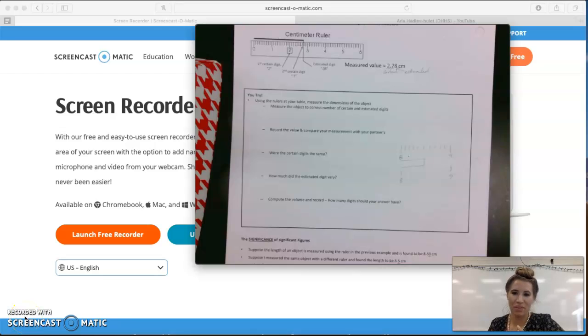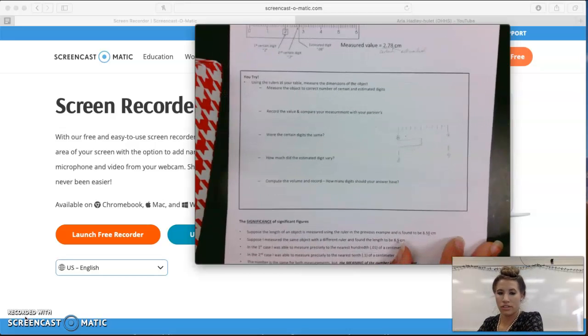Okay, let's talk about significant figures and how significant figures can tell us the precision of an instrument. And typically, when an instrument is precise, it's also accurate. Okay, so I want you to look at this example here.